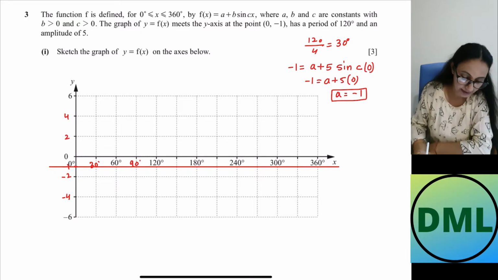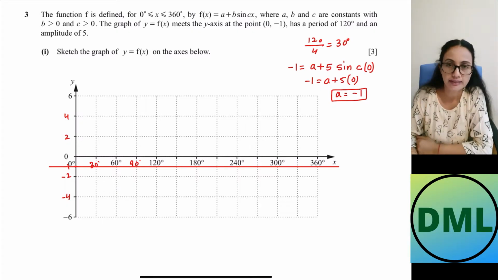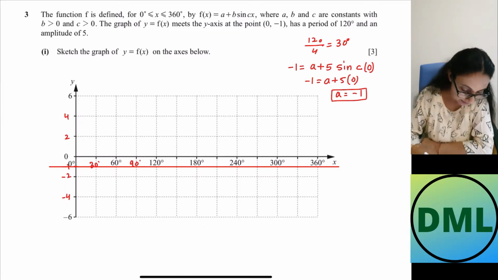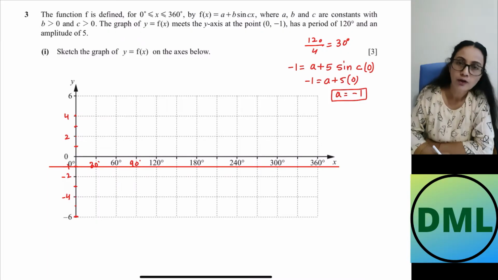My axis is at -1. How much is the amplitude? Amplitude is 5. It will go 5 units above the axis and 5 units below the axis. It will touch 1, 2, 3, 4 and 5. It will touch 4, and below it will touch -6 and 4.